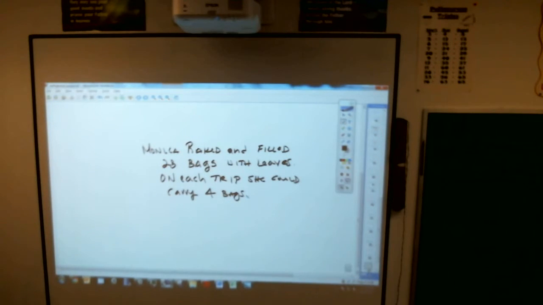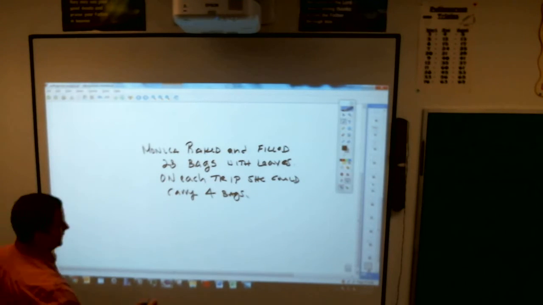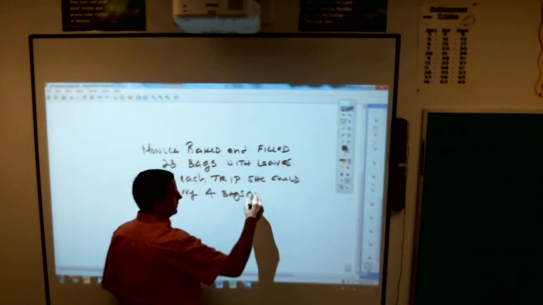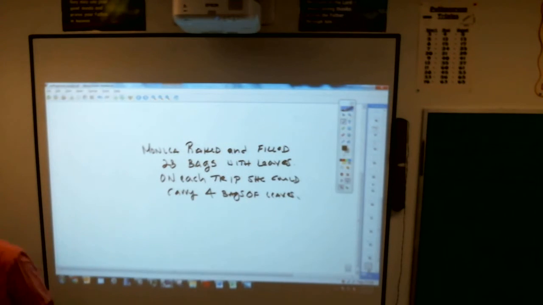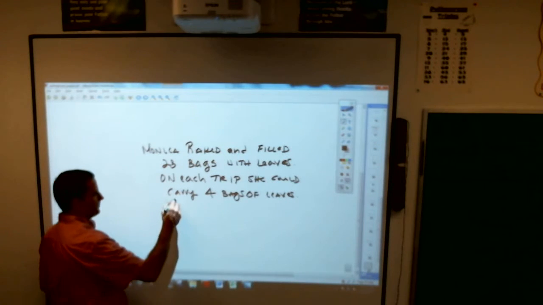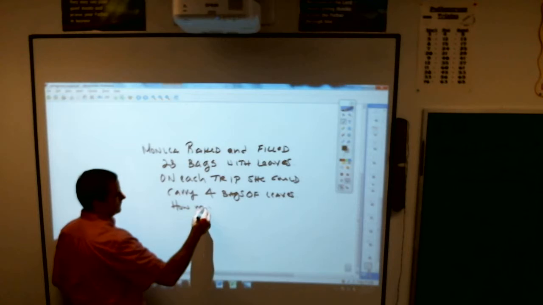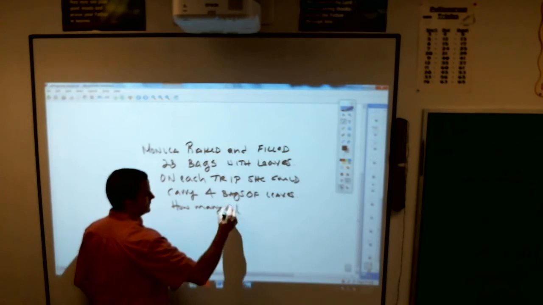On each trip, she could carry 4 bags of leaves, I should put there, yes. How many trips did it take her to carry all the bags? How many trips?